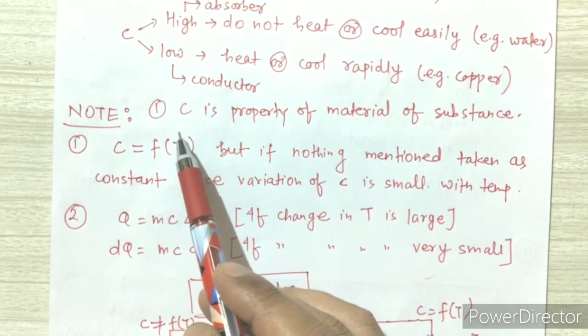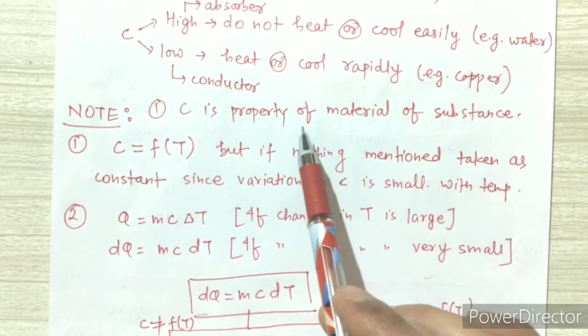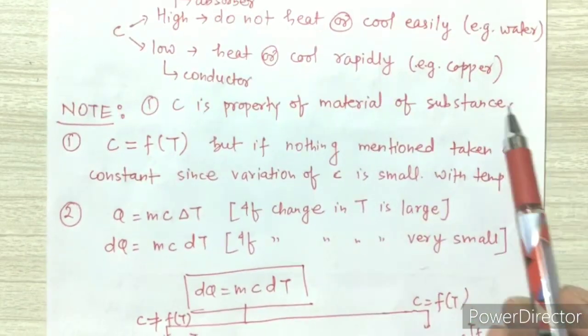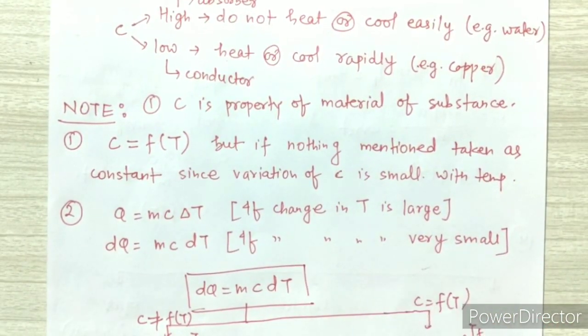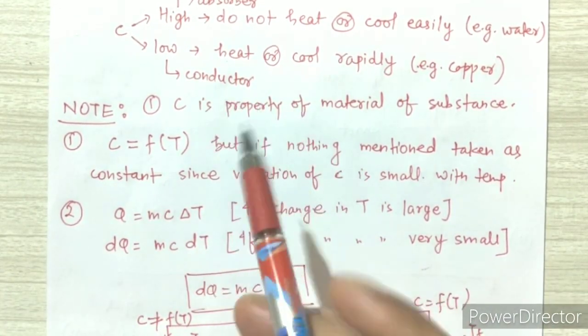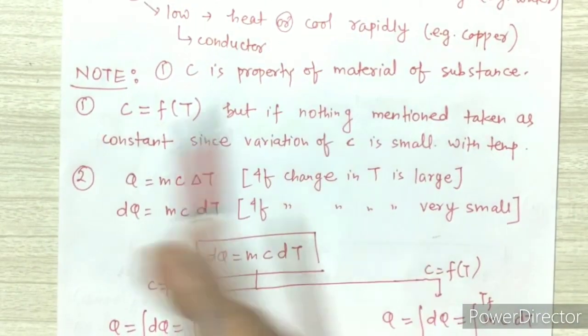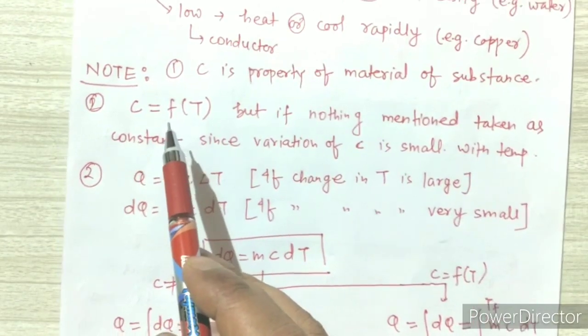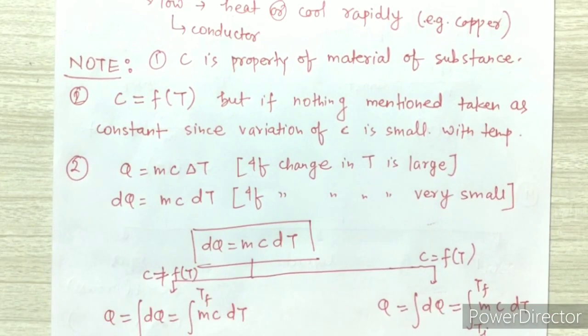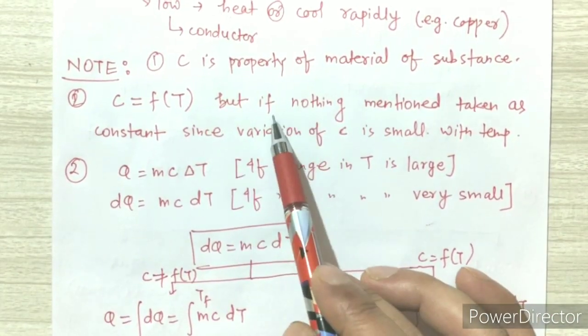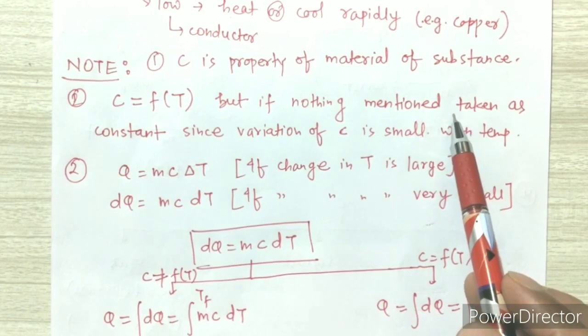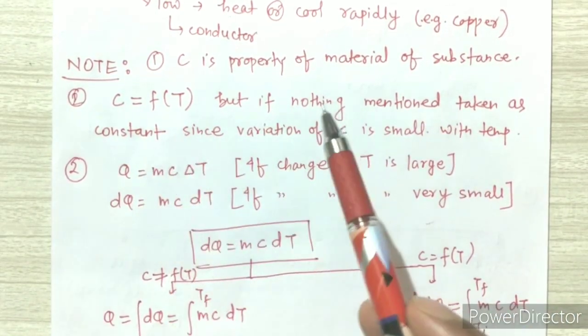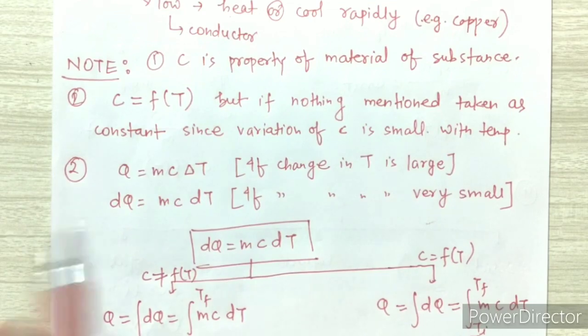Now see some notes, very important. Note number 1, C, that is specific heat, is a property of material or substance. So for different materials, as we saw earlier, for water and for copper specific heat is different. So it is a property of material. Point number 2, specific heat is a function of temperature. It means with a change in temperature of a body, its specific heat also changes. But if nothing is mentioned, then we take it as constant, because the variation of C is very small with change in temperature.